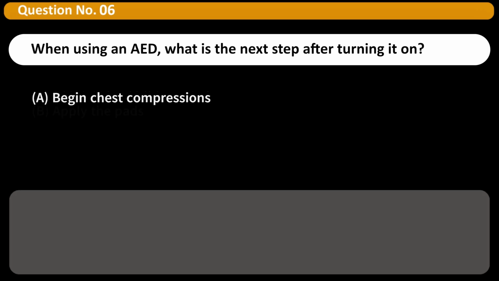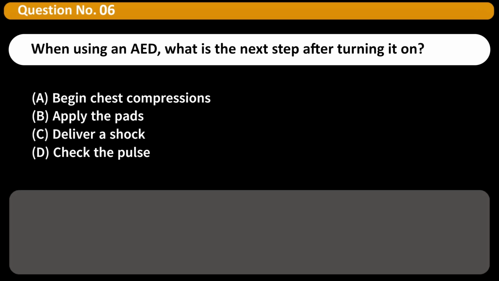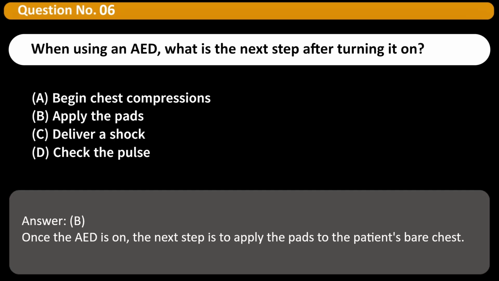When using an AED, what is the next step after turning it on? A. Begin chest compressions. B. Apply the pads. C. Deliver a shock. D. Check the pulse. Answer: B. Once the AED is on, the next step is to apply the pads to the patient's bare chest.